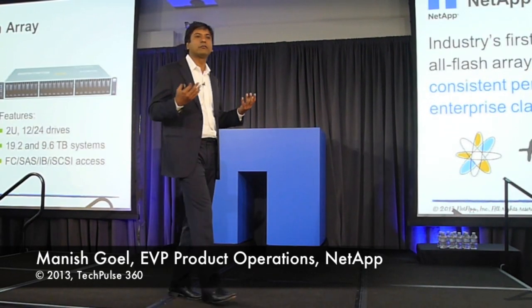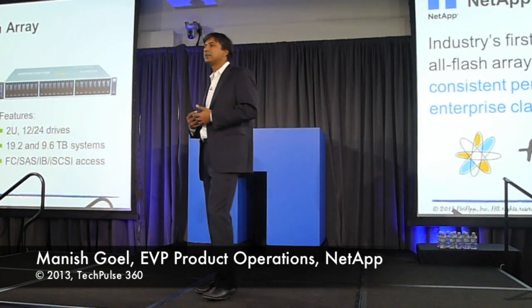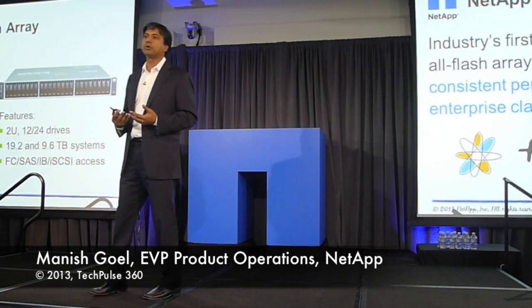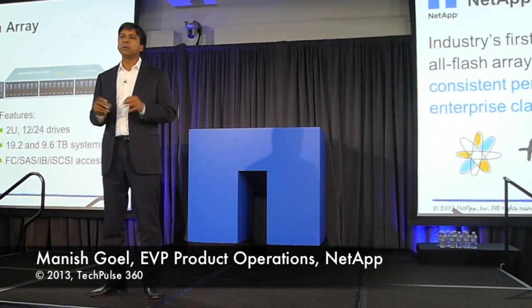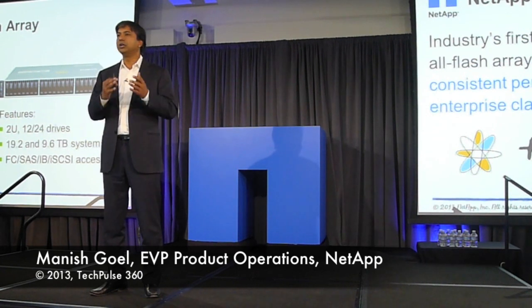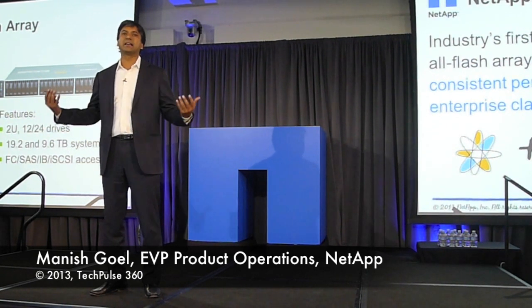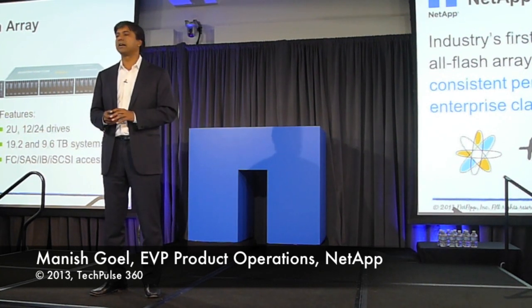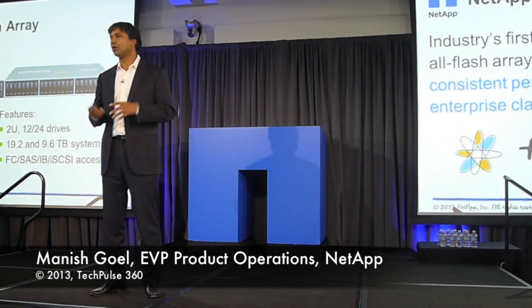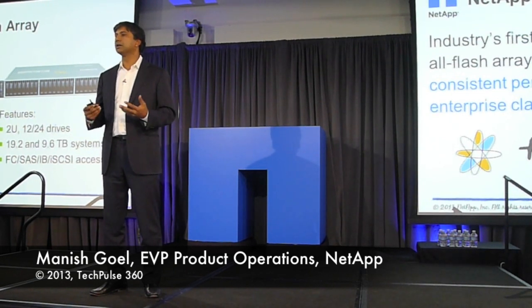It comes in a variety of different form factors. It comes in 2U, both 12 and 24 drives, 9.6 or 19.2 terabytes. But the beauty of this architecture is that it is seamlessly scalable. You can scale this architecture to any amount of capacity because that is inherently built into the design architecture of the product. So very proud to announce this product today, big launch.